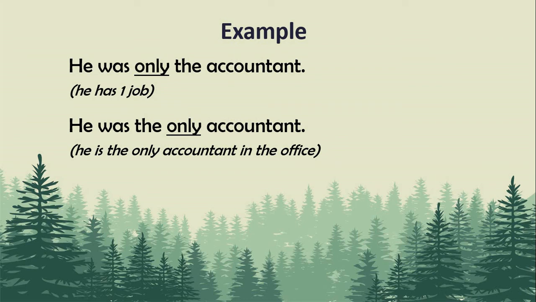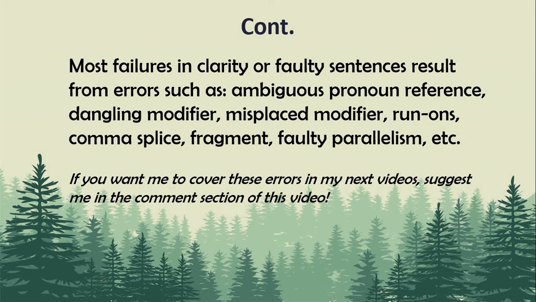So you need to be careful. Most failures in clarity or faulty sentences result from errors such as ambiguous pronoun reference, dangling modifiers, misplaced modifiers, run-ons, comma splices, fragments, faulty parallelism, and so on. It's not the focus of today's video, but if you want me to cover these errors in my next videos, suggest it to me in the comment section of this video.